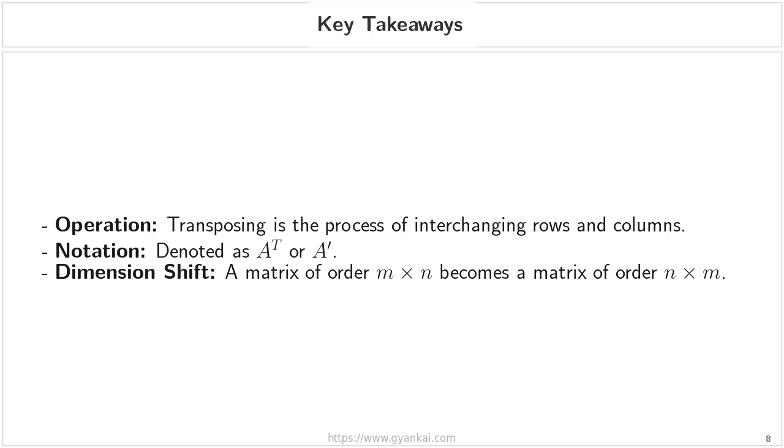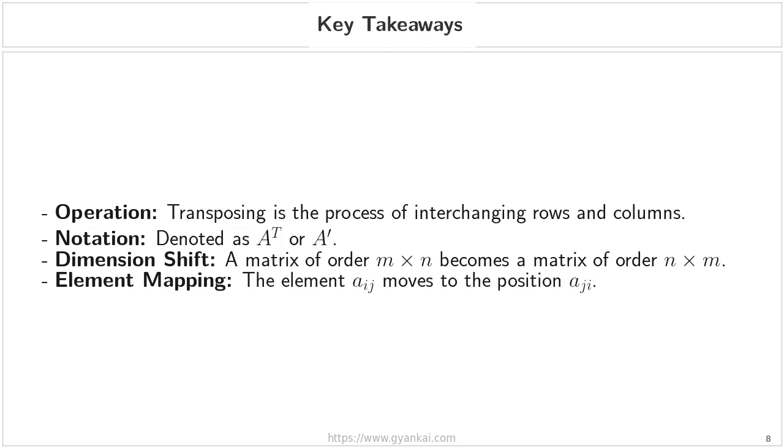Next, let's recap the dimension shift we observed in our previous example. If the original matrix is of order m by n, its transpose will always result in a matrix of order n by m. Finally, looking at the element mapping, the element located at the ith row and jth column of the original matrix moves to the jth row and ith column in the transposed matrix.